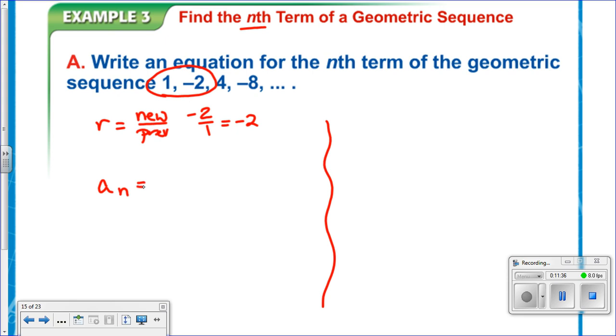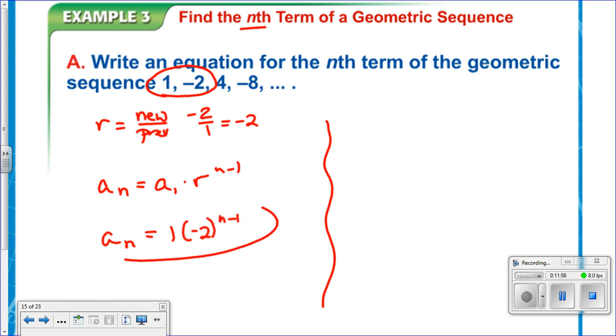A sub n is equal to a sub 1 times your ratio to the n minus 1 power. So the formula is a sub n is equal to 1 times, actually I'll use parentheses here because I have a negative base, so (-2) to the n minus 1 power. There you go. Some of you will ask whether or not I need to have the 1, and the answer to that is no, I don't need to have the 1.